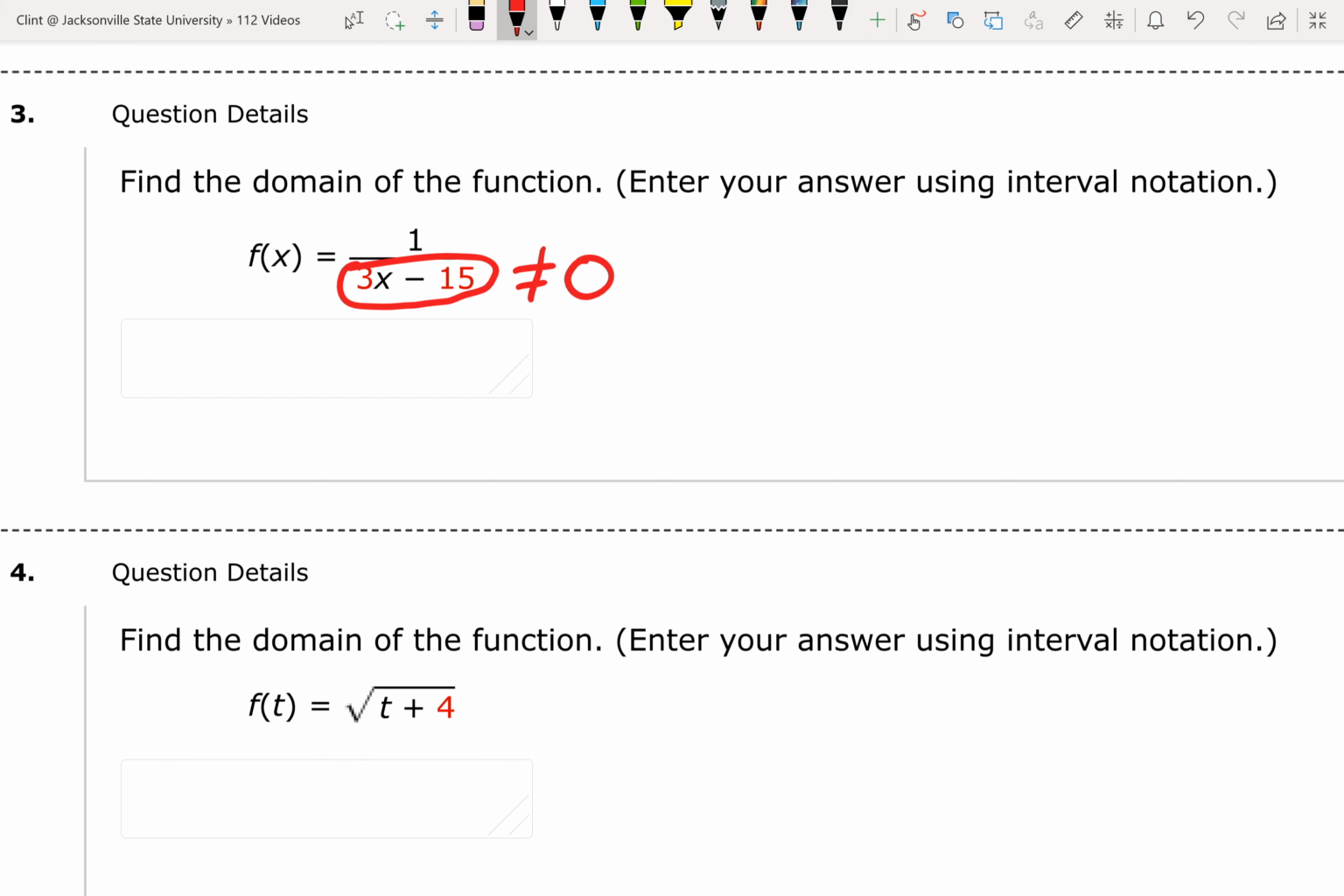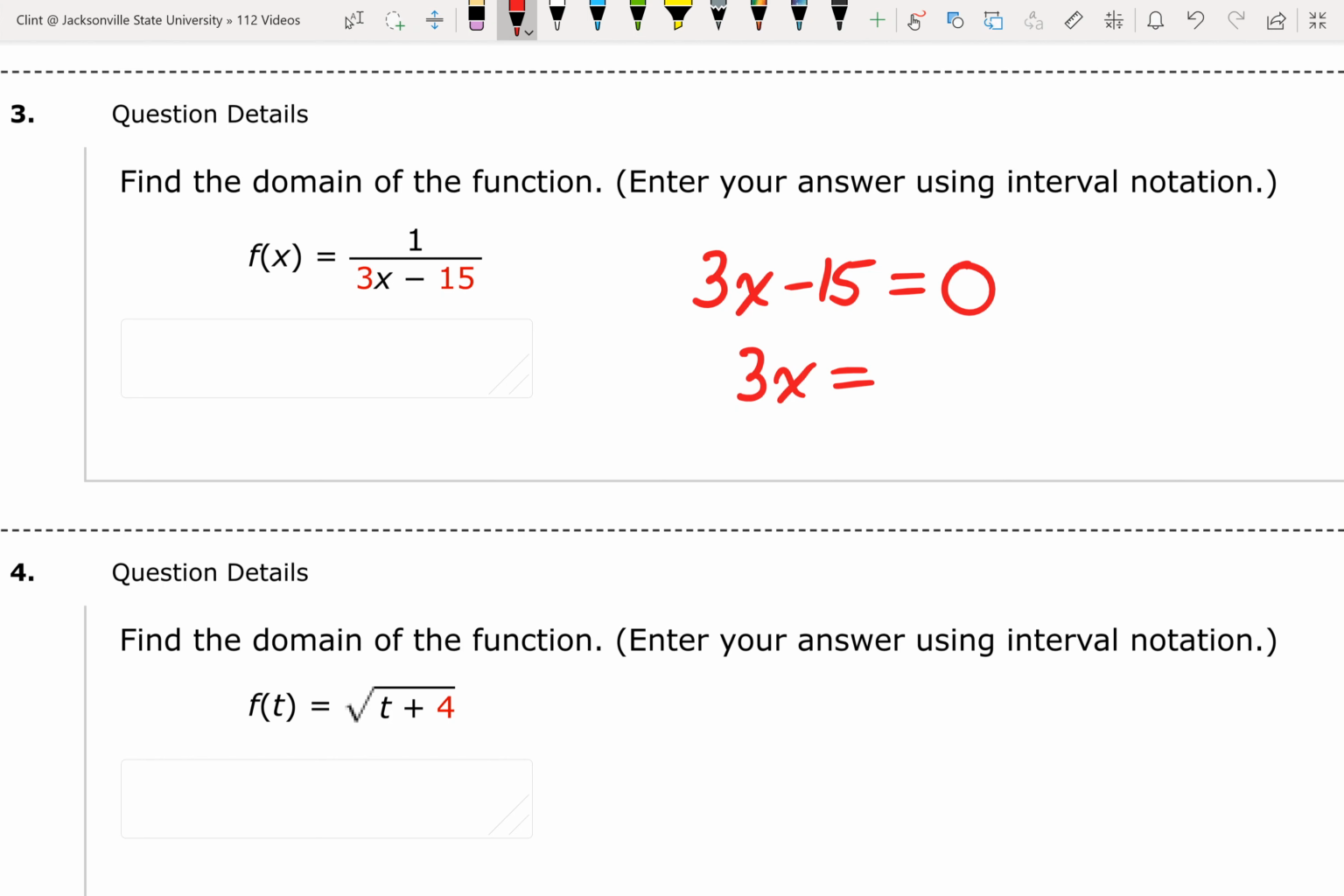So we can look for numbers that would make the bottom equal 0. You may be able to just look at it and see what number that would be. If not, you take the bottom, 3x minus 15, set it equal to 0, and solve that little equation. We add 15 to both sides, divide both sides by 3, and we get x equals 5. If we plug in 5, that makes the bottom 0, which is what we don't want to happen. So we don't want x to be 5.